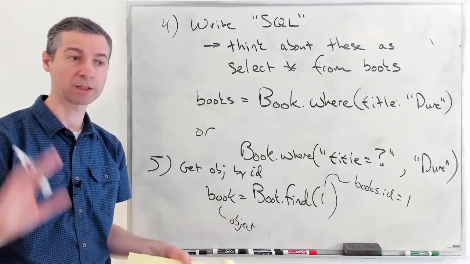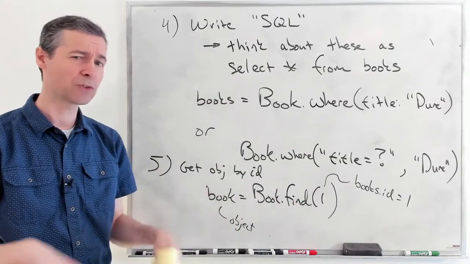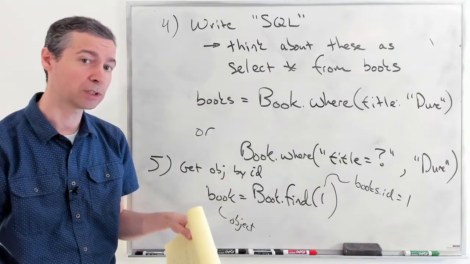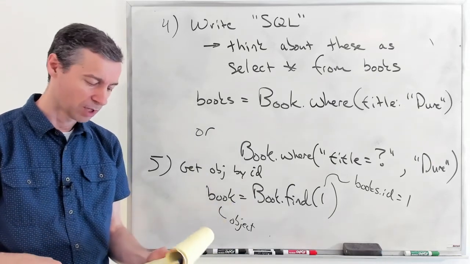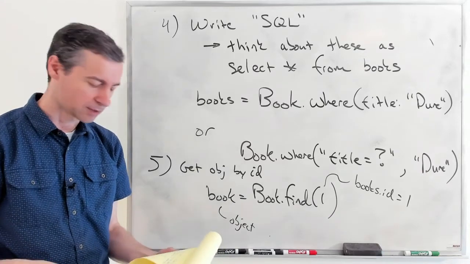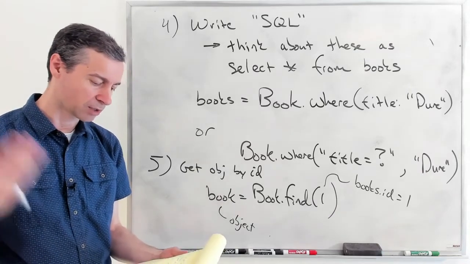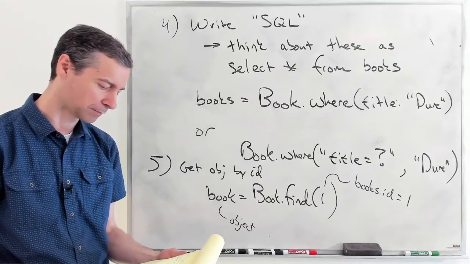By the way, keep in mind unless you're doing a find or something, you're always going to get a relation. So even if that relation only has one row in it, it's a relation. It's not a single object. So you have to be sure to then get back out the single book object. You can't treat the relation like a book object because it's not one. All right.